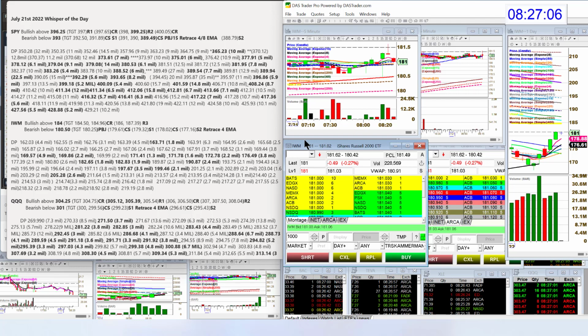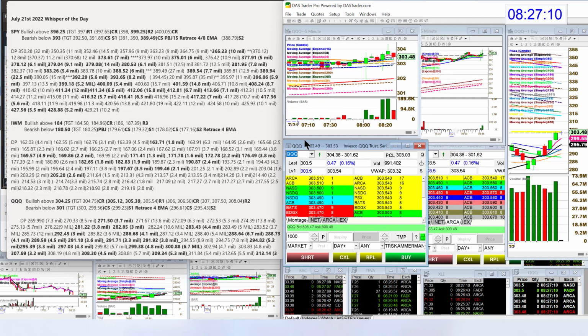Let's head on over to the QQQs. Bullish above 304.25. We're kind of stuck right on that VWAP. Bear below 301 for the retracement trade.